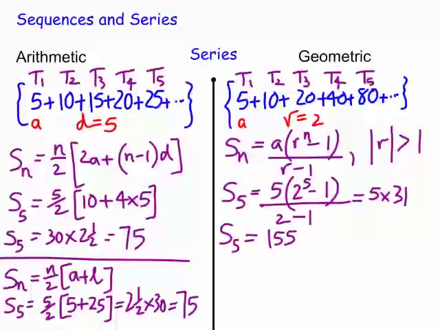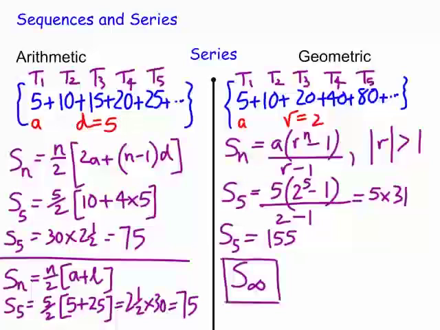And you can actually do that one manually as well: 80 and 40 and 20 and 10, 5. You can add those up as well, and you should get 155. Yes. Now, the interesting thing is, is there a sum to infinity for this particular series?